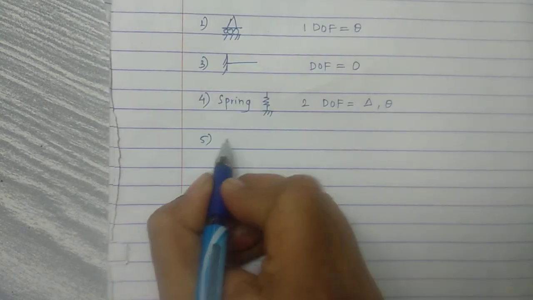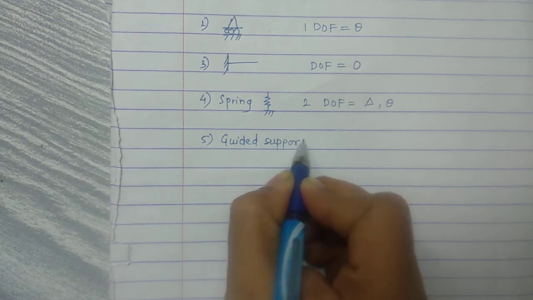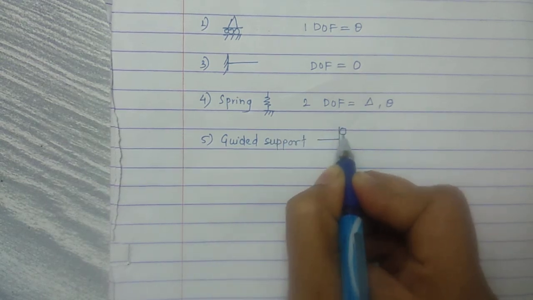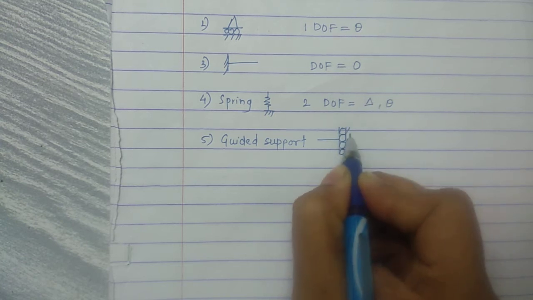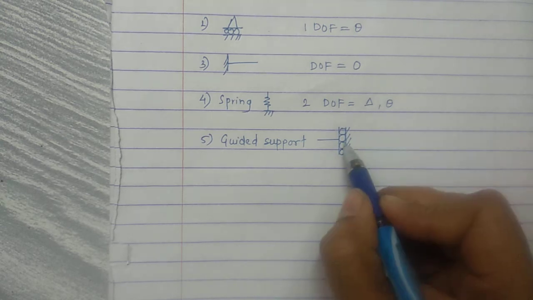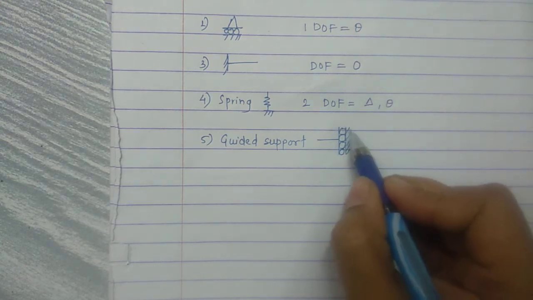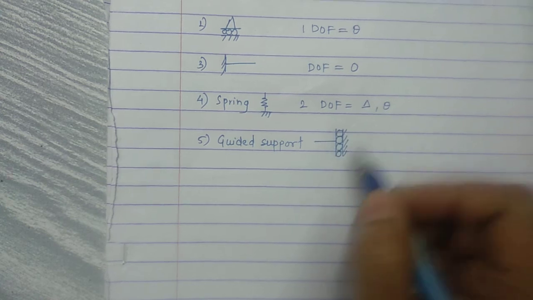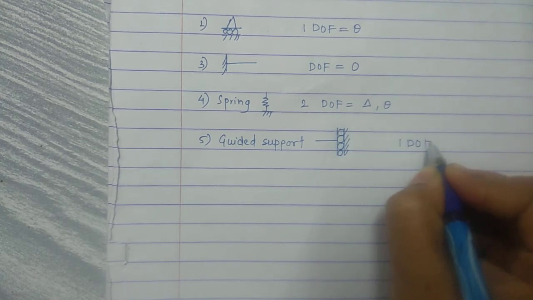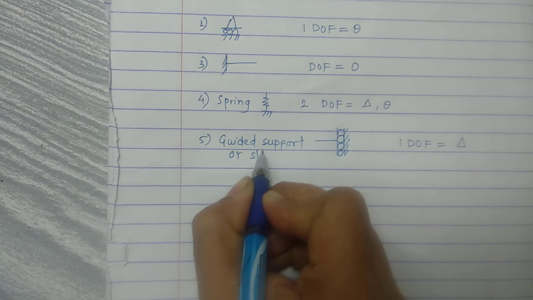Number 5, guided support. The property of a guided support that we know is that it can be shown this way. The difference between the guided support and the roller support we have already seen in previous video lectures. So the guided support can move in the vertical direction, but it cannot rotate. Therefore this support has only 1 degree of freedom, that is delta. This guided support is also called a slider support.